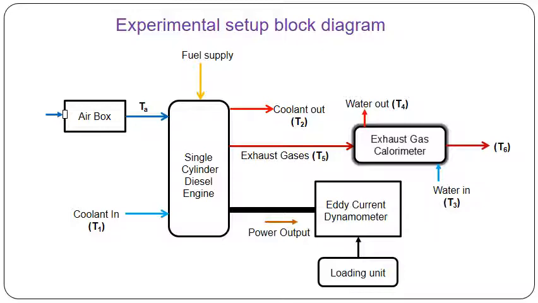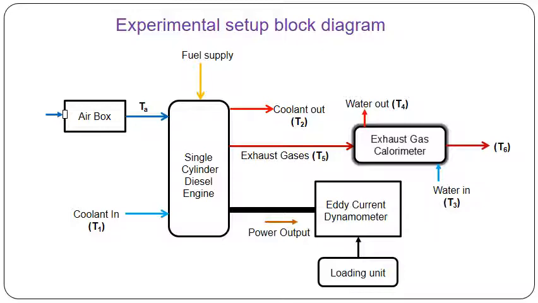Now, the engine is supplied with a fuel. This fuel can be measured. It is supplied with the air. So, there is a flow measuring device which can be used for measuring the flow rate of the air. This mixture, once it enters the engine, after the combustion it generates the power which is then given to the dynamometer or measured using the dynamometer. Dynamometer is basically a loading unit wherein you can simulate varying load conditions, and you can load the engine.